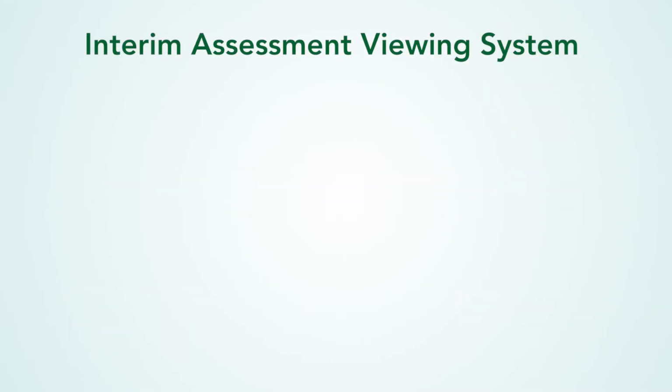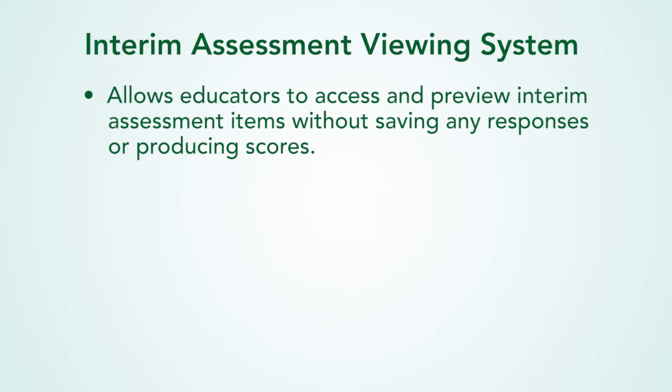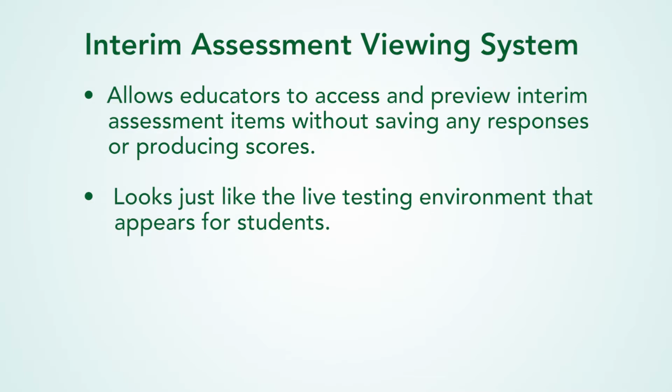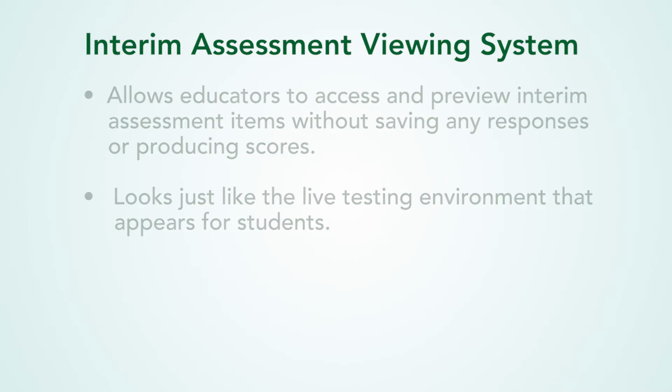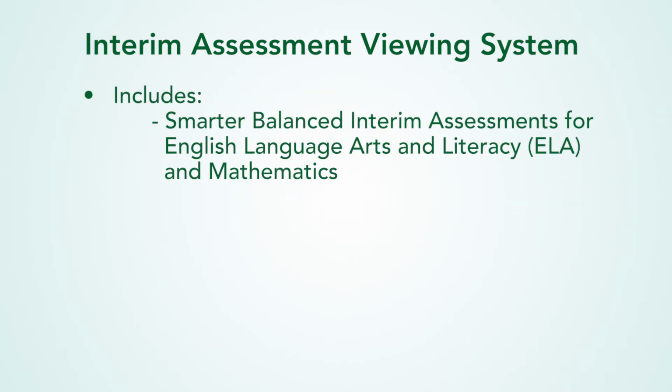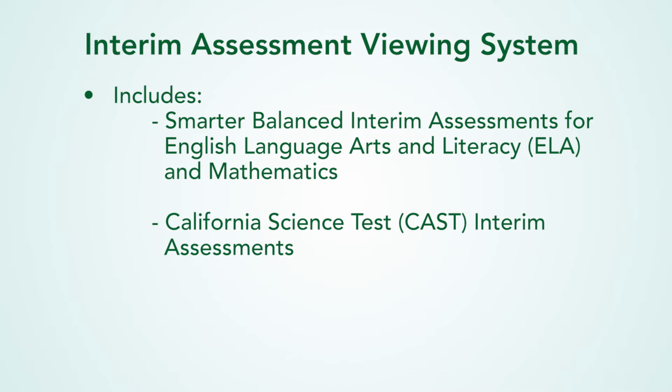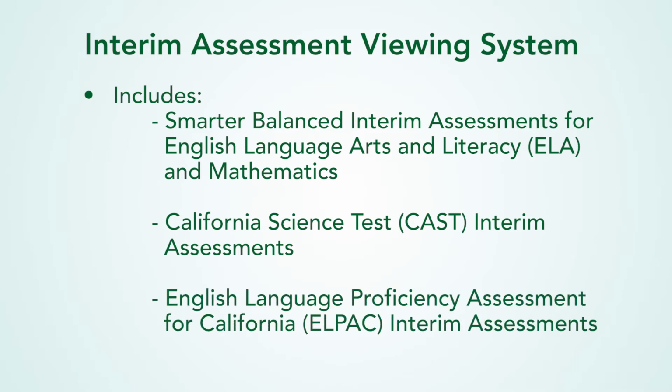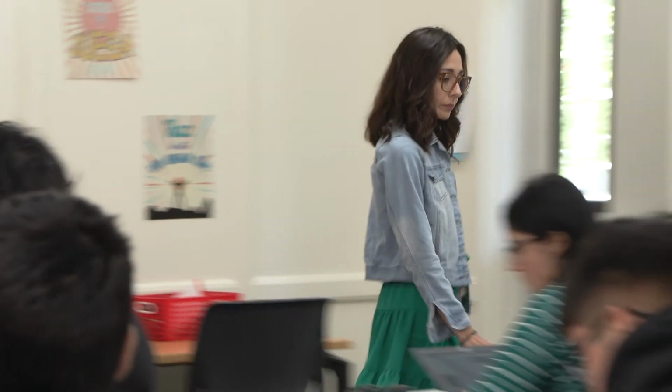The Interim Assessment Viewing System allows educators to access and preview interim assessment items without saving any responses or producing scores, and it looks just like the live testing environment that appears for students. The Interim Assessment Viewing System includes the Smarter Balanced Interim Assessments for English Language Arts and Literacy, or ELA, and Mathematics, the California Science Test, or CAASPP Interim Assessments, and the English Language Proficiency Assessment for California, or ELPAC Interim Assessments.